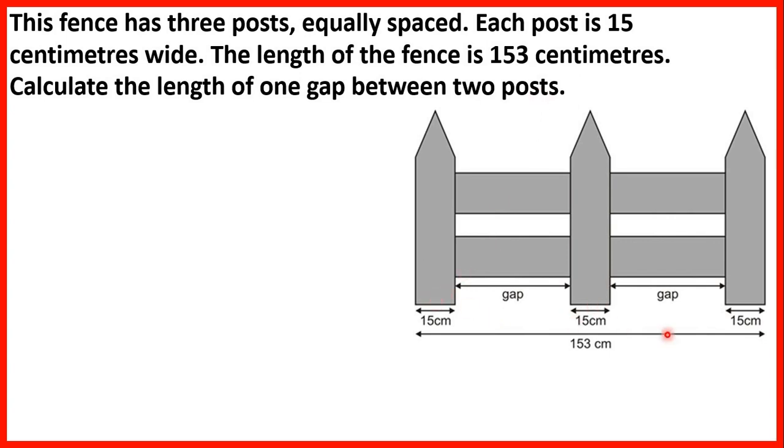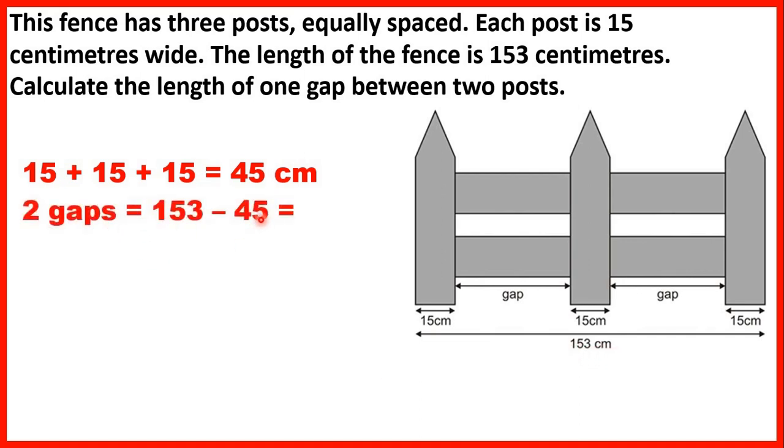So we have 3 posts, and those 3 posts all take up 15 centimetres. 15 times 3, or 15 plus 15 plus 15, is 45. So the length of the posts are 45 centimetres altogether. So 45 centimetres plus the 2 gaps equals 153 centimetres. So if we subtract the 45, so subtract what the posts take up, that gives us 108. So the 2 gaps together total 108 centimetres.